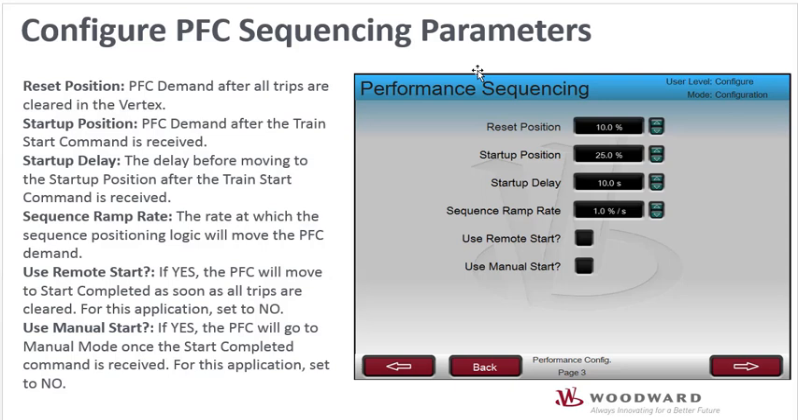The use manual start option allows you to go through the start sequencing of ramping to the reset position, then ramping to the start position, and once the startup completed signal is received, instead of going automatically into PID control, you can remain in manual control to keep the valve at the last position. This may be used to allow operators to stabilize the process. Then once they're ready, go ahead and enable the performance PID controller. And that's it for the performance configuration.